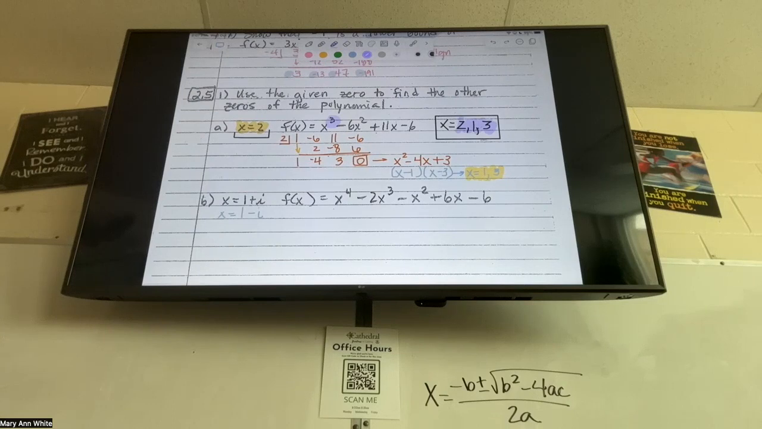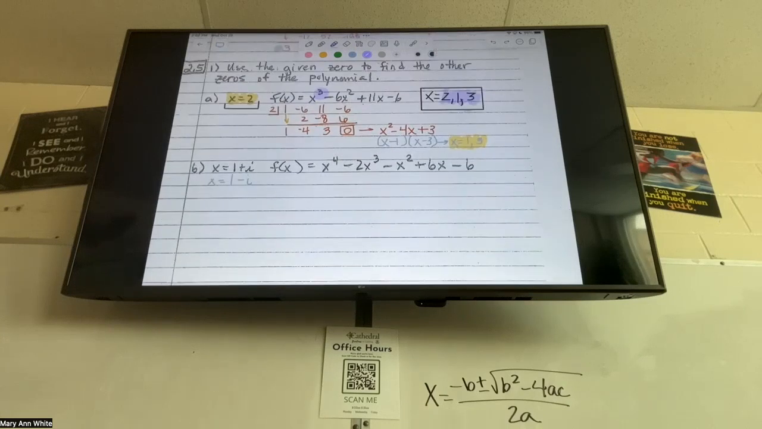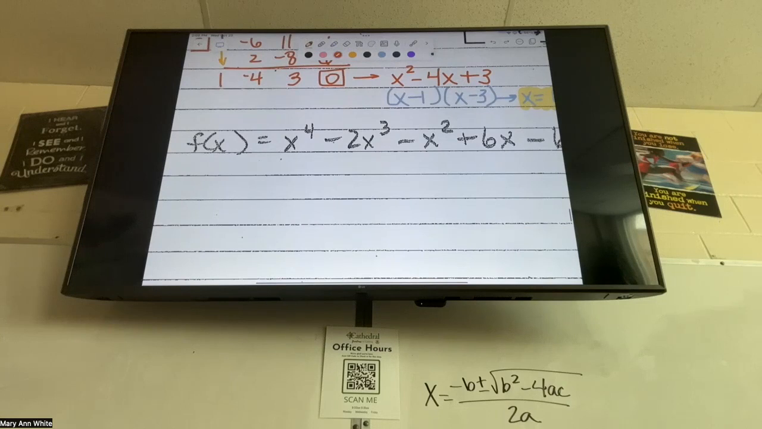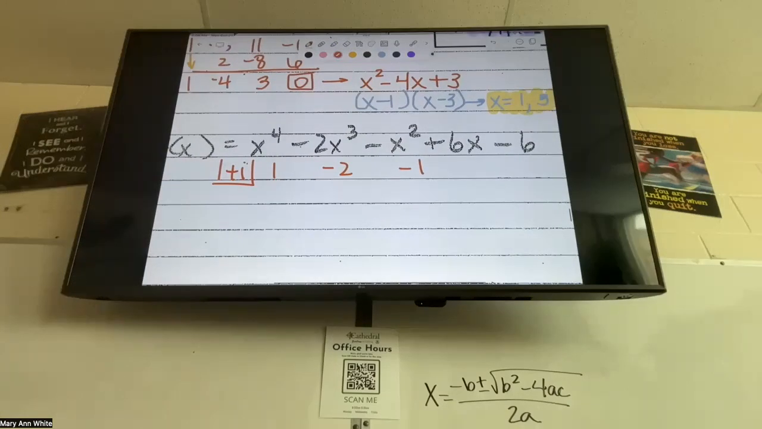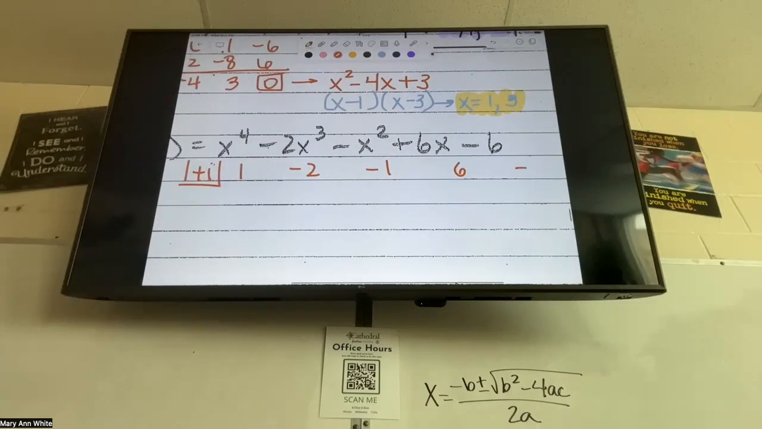Okay, now we're gonna do synthetic division with this 1 plus i, and I will tell you, you're gonna need a fair amount of space on this one. So I'm gonna put 1 plus i in my box, and then I'm gonna put 1, -2, -1, 6, -6. See how I kind of gave myself a little bit of space on this?